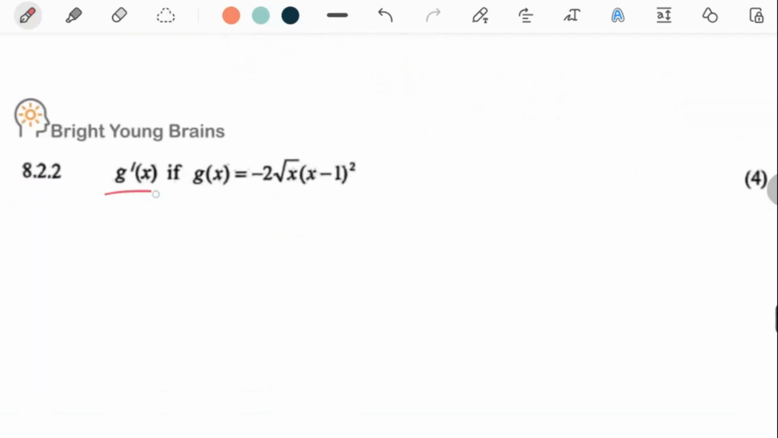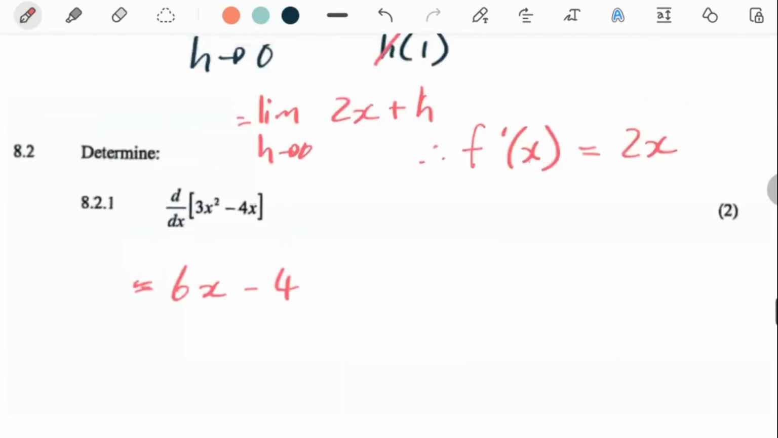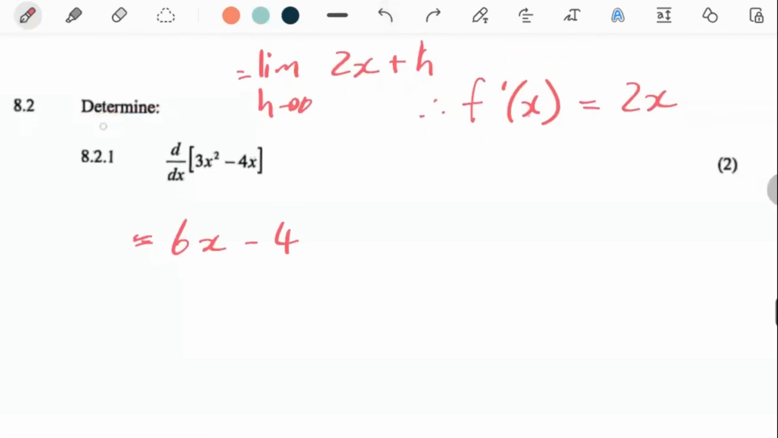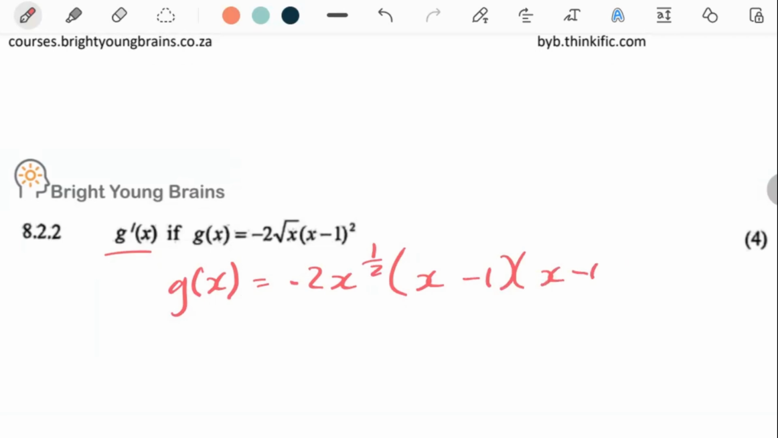8.2.2, this is the first derivative, right? They want you to determine the first derivative if this is the original graph. So since this is the original graph, because we want to simplify it first, we can write g of x. This is the same as x to the power of a half. However, this is x minus 1, because it's squared, you see. So before we multiply inside, x times x is x squared, x times x is negative x again, and then positive 1.